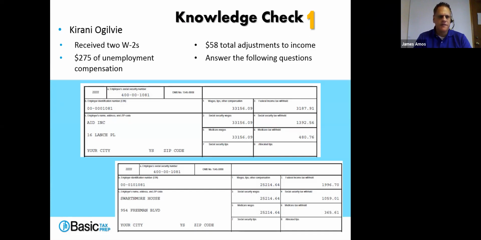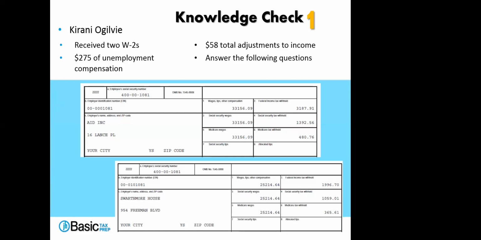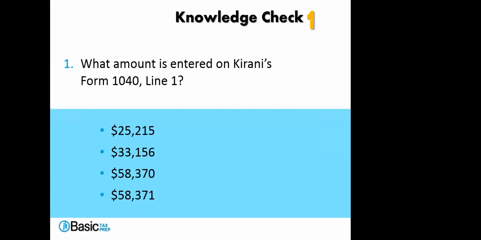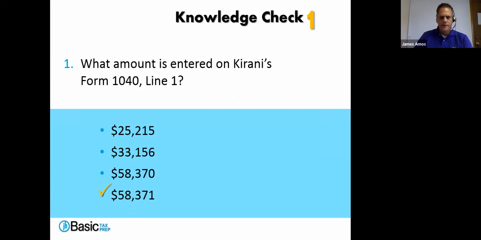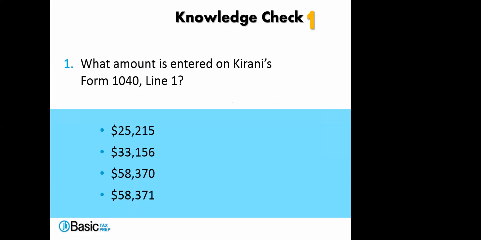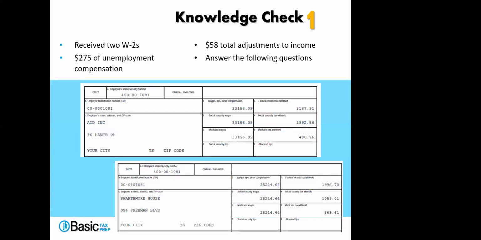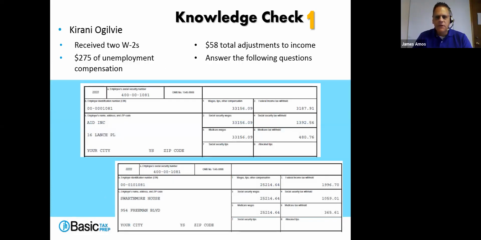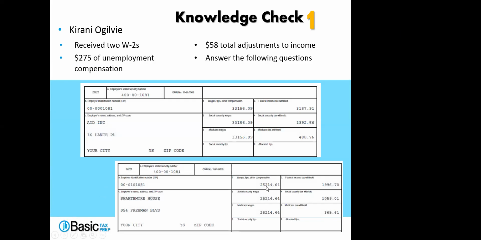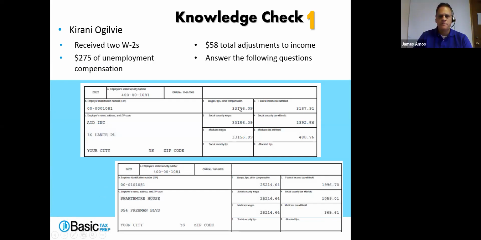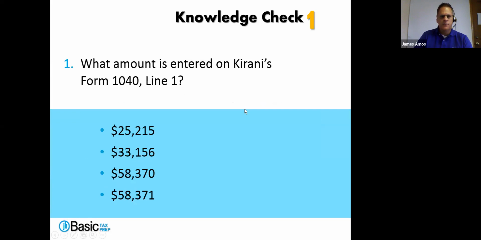Let me know when you've got the answer there, Noemi. 58,370. Yep. 71. I think you rounded something. That's okay. Yeah, 71. You rounded one of those. You just rounded this one. You didn't round this one up. That was the only difference. If you made that $25,215 plus $33,156, you would get that answer right there. That's the only difference. So the next question is we want to know the total income on line 6.